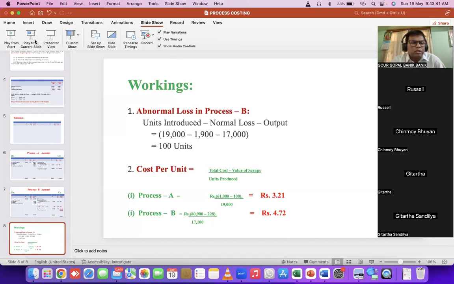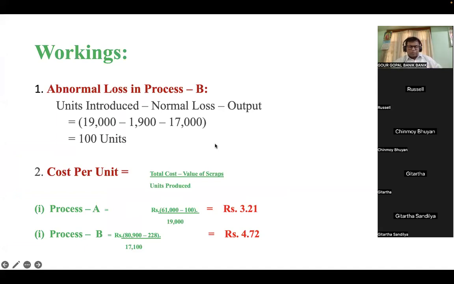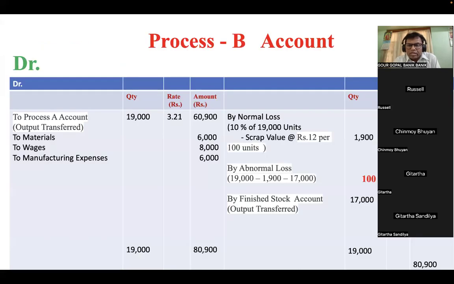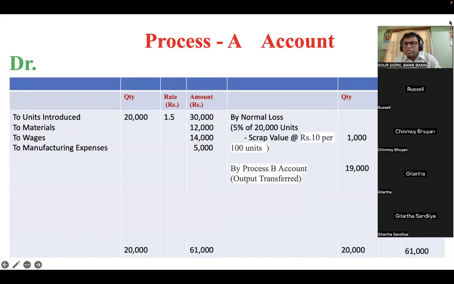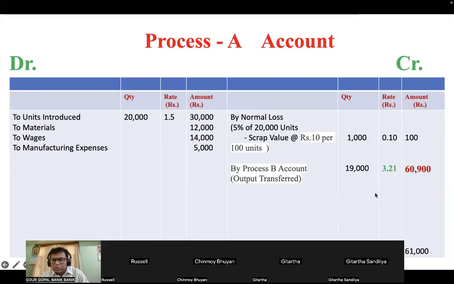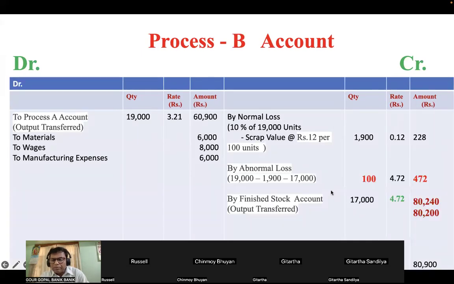See, this is the calculation. Please watch it. The cost per unit formula is total cost minus value of scrap divided by units produced. With this formula I have calculated the unit cost per unit of both the processes, process A and process B. In process A, I have taken 3.21 as the cost of the good units produced. But in process B, I have found 4.72 for both the good units produced, meaning finished stock, and also the abnormal loss. Same cost I have taken.